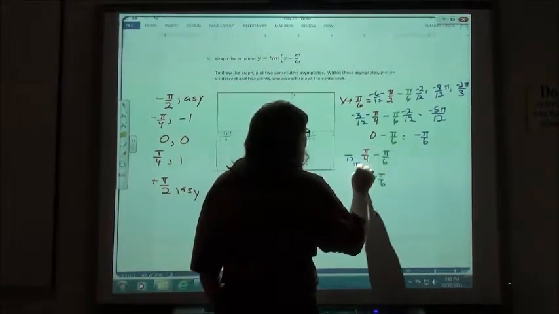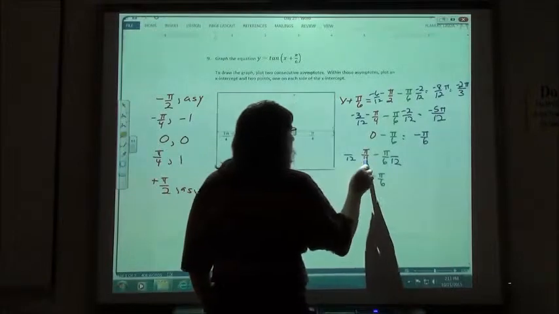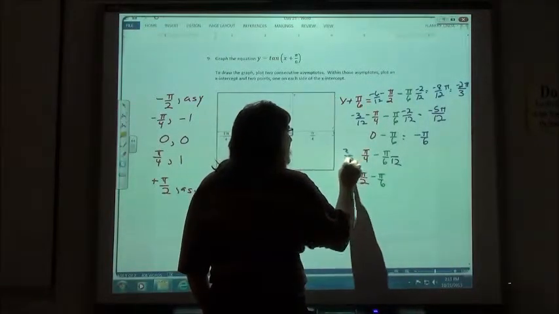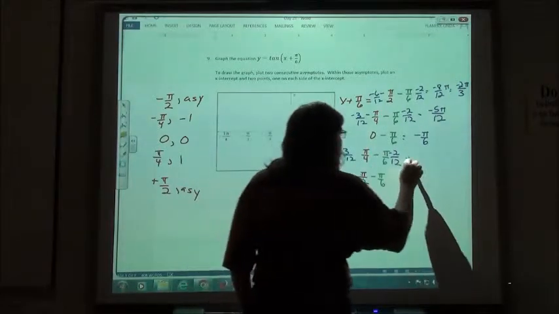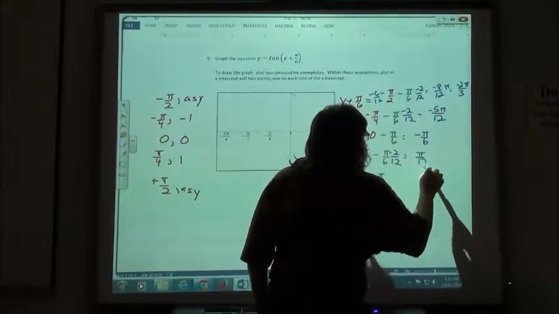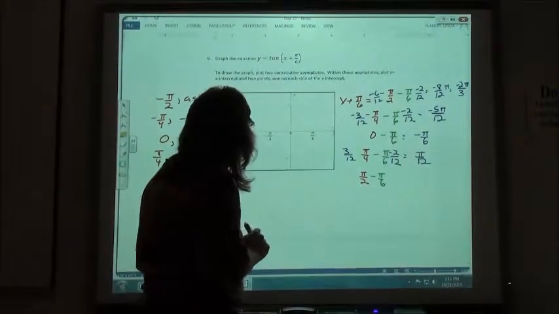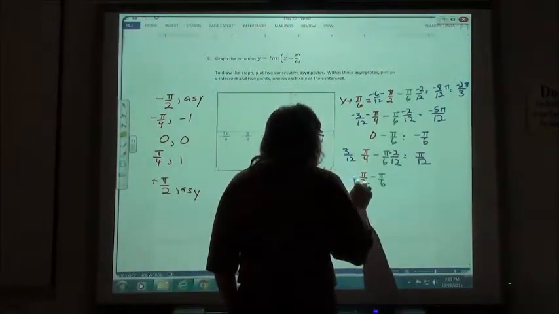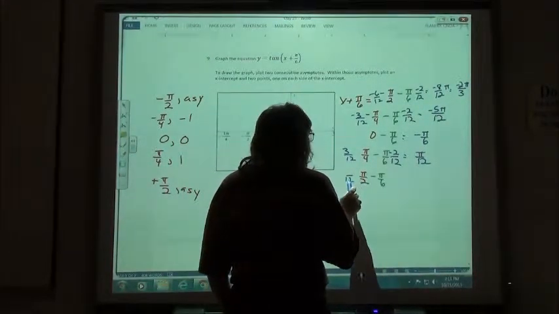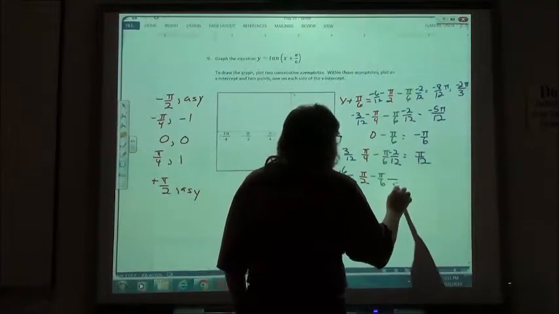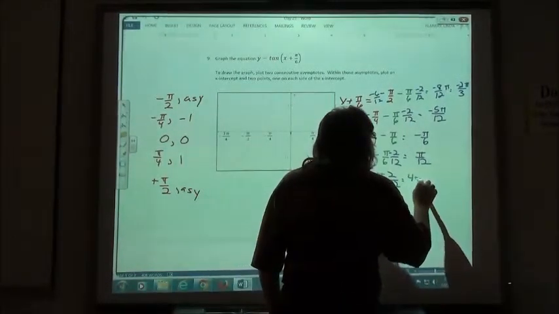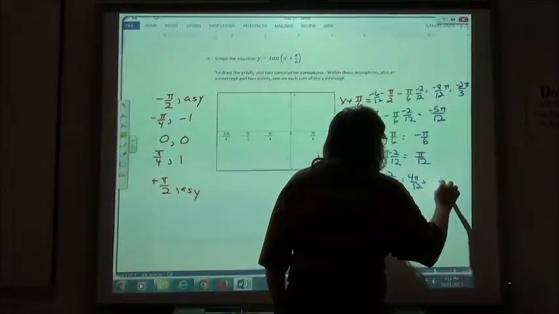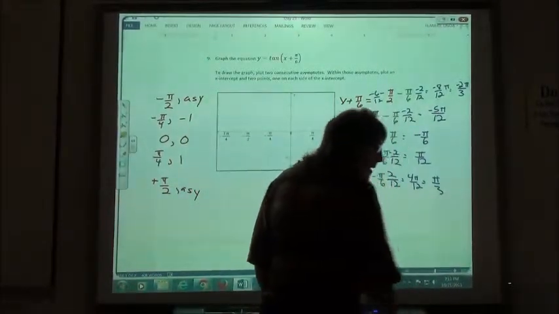So again, I'm going to put it over 12. 4 goes into 12 3 times. 6 goes into 12 2 times. 3 minus 2 is a positive 1 pi over 12. And then here, if I go over 12, 2 goes into 12 6 times. 6 goes into 12 2 times. I get 4 pi over 12, which would reduce down to pi over 3.